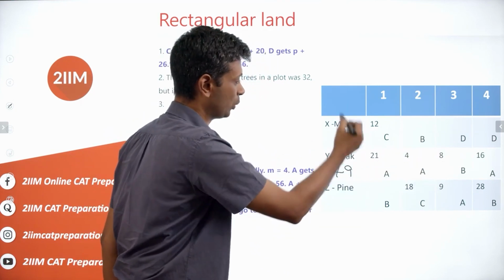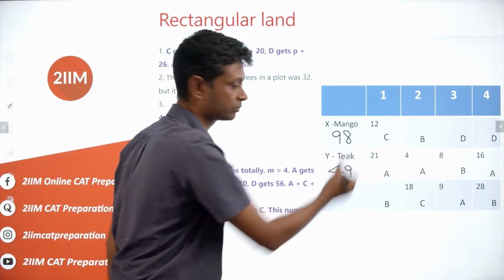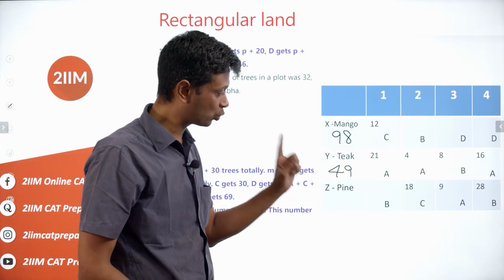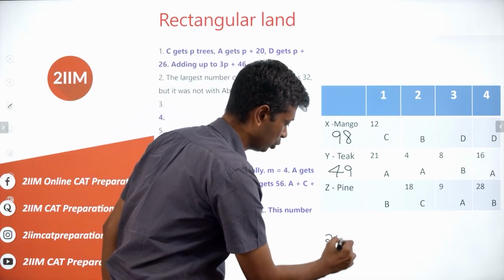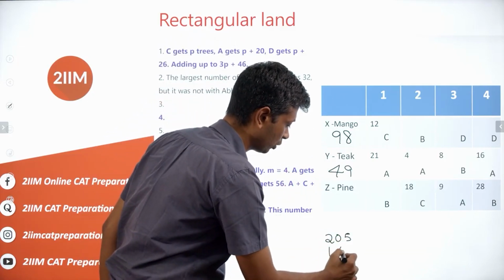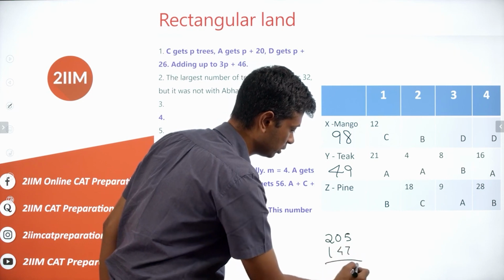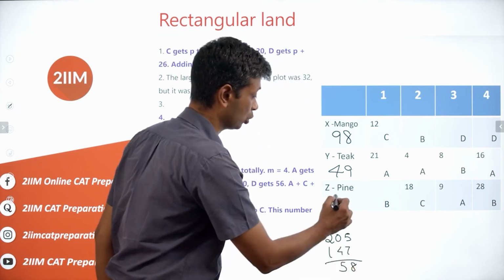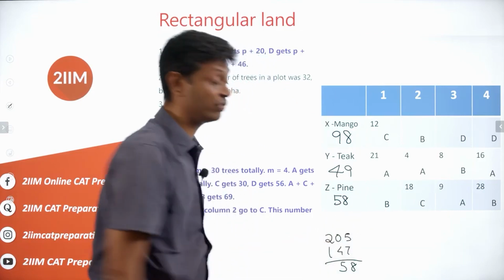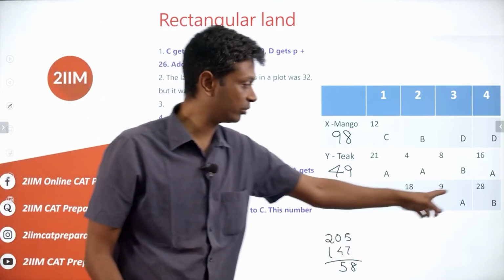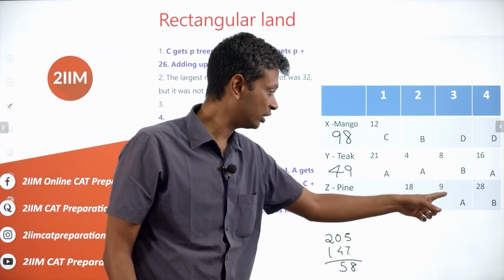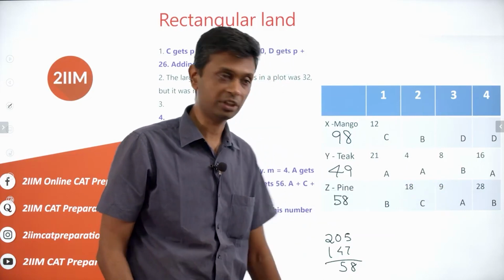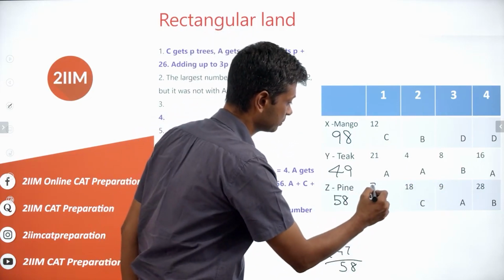We know mango is twice of teak, so that is 98. 98 plus 49 is 147. From 205, we subtract 147. This will be 58. So this total should be 58, which is very useful because we know three numbers here. 18 plus 9 is 27, plus 28 is 55. So this number should be 3.